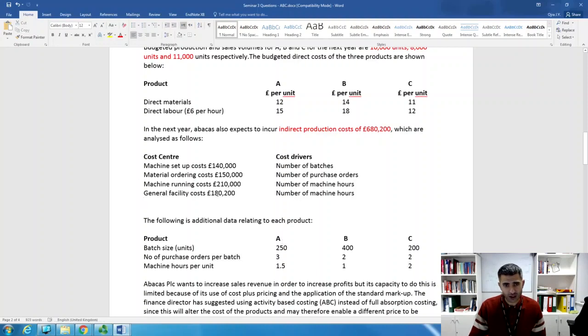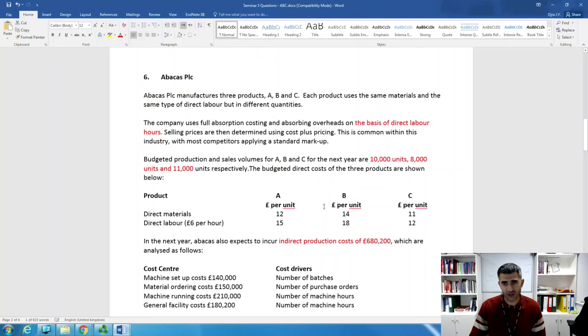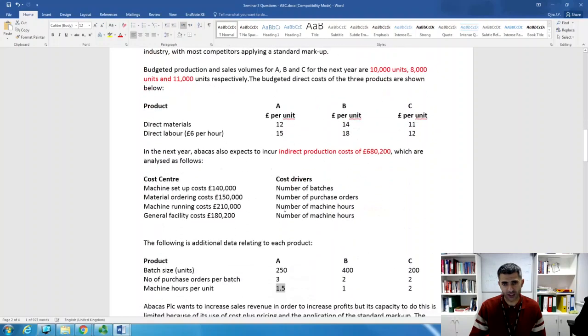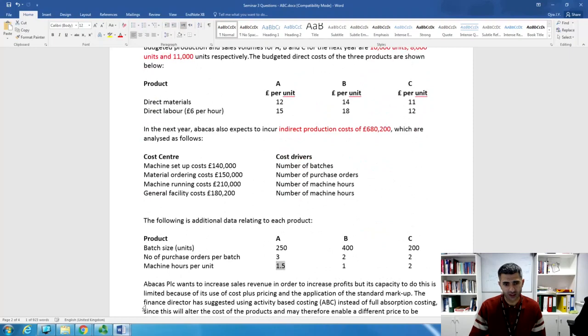Machine running cost and the general facility cost, both of them use the cost driver of machine hours. How to calculate machine hours is very simple. Here we go, that's the direct machine hour per unit, and this one you need to multiply by the number of units for each. Okay, right, let's do the ABC.